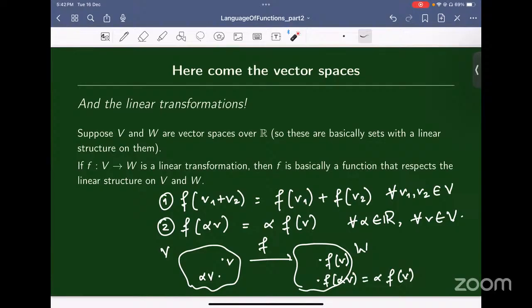Such a function is called a linear transformation. We are interested in linear transformations because our underlying sets now have a vector space structure. A vector space structure is all about linearity. So we want functions that respect that linearity. Only then they are worth looking at.